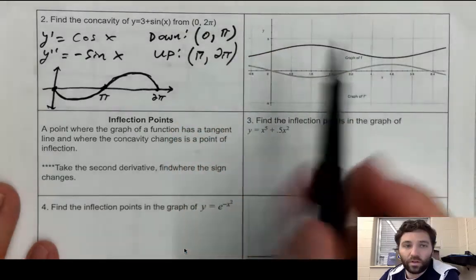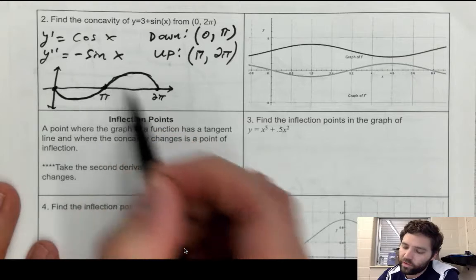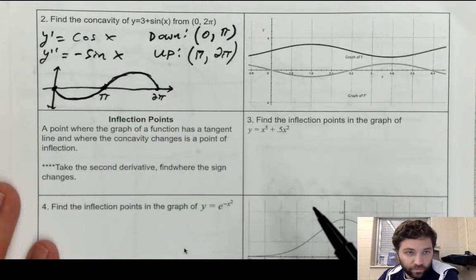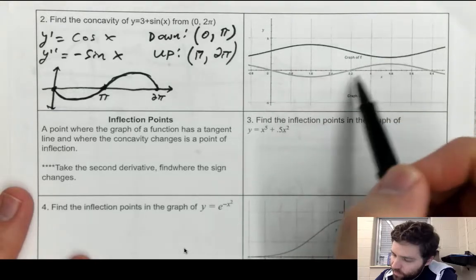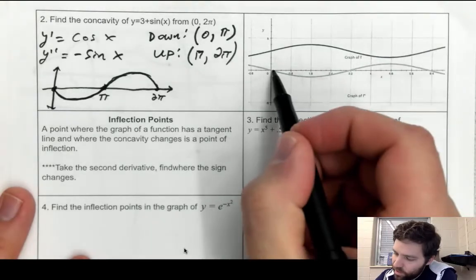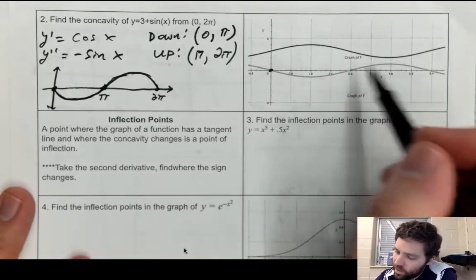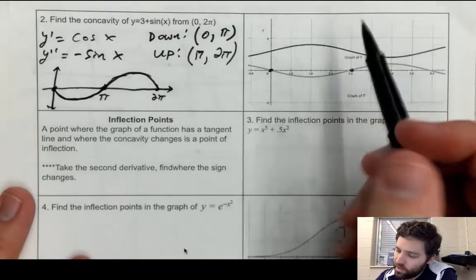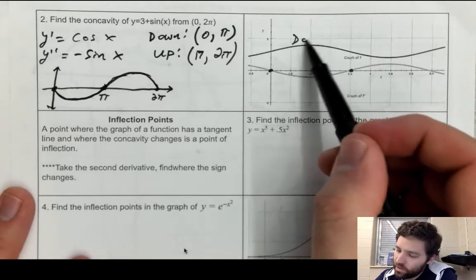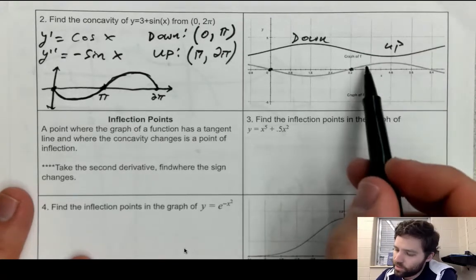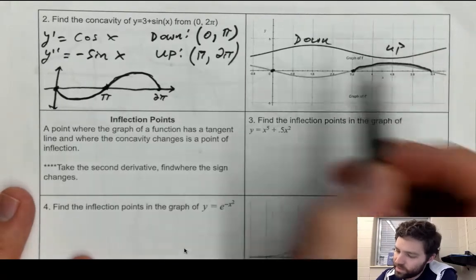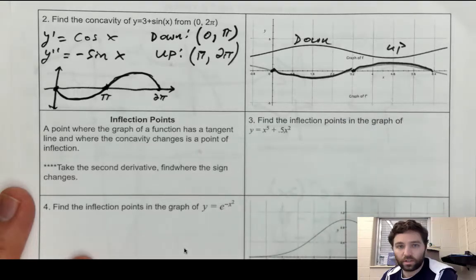Then we can also infer that there's a change in concavity here at pi, which will lead us into our next thing. So you can see that we have the graph of f, and we have the graph of f double prime here. So does our analysis pan out? Yes, it does. Here we have concave down in the original. Here we have concave up in the original, and you can see that the second derivative is above the x-axis. Here it's below the x-axis.